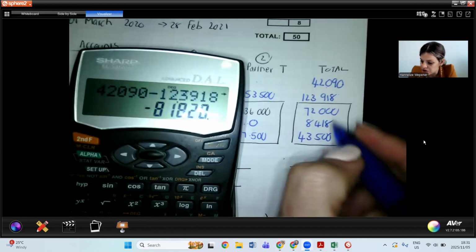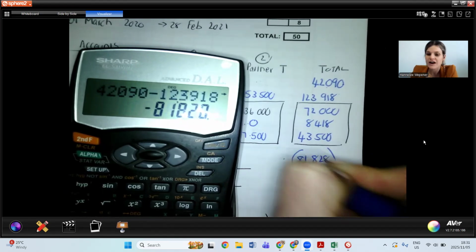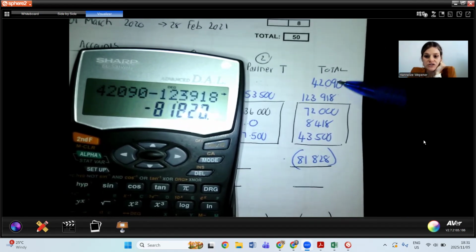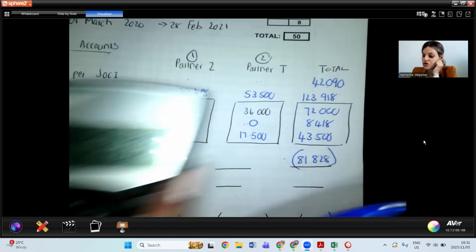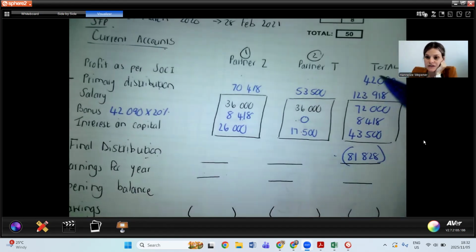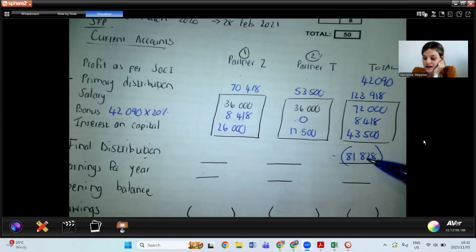So in other words, you do not have a final profit. You have a final loss to distribute because you didn't make enough profits from your operations to be able to pay the primary distributions to your partners. Okay, so final distribution is your profit as per SACI minus the primary distribution gets you your final.